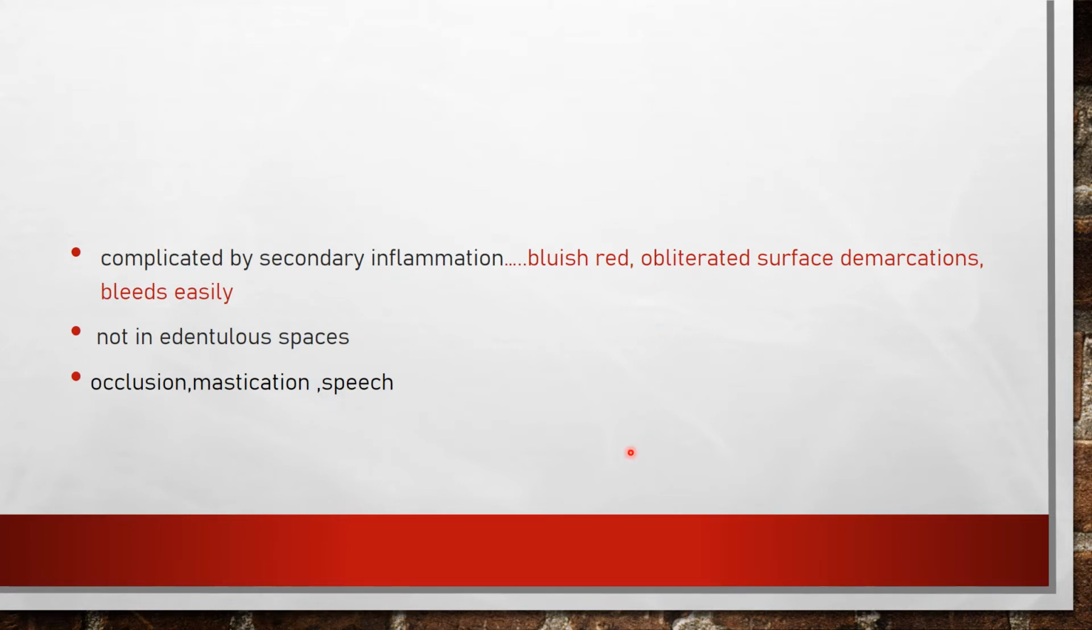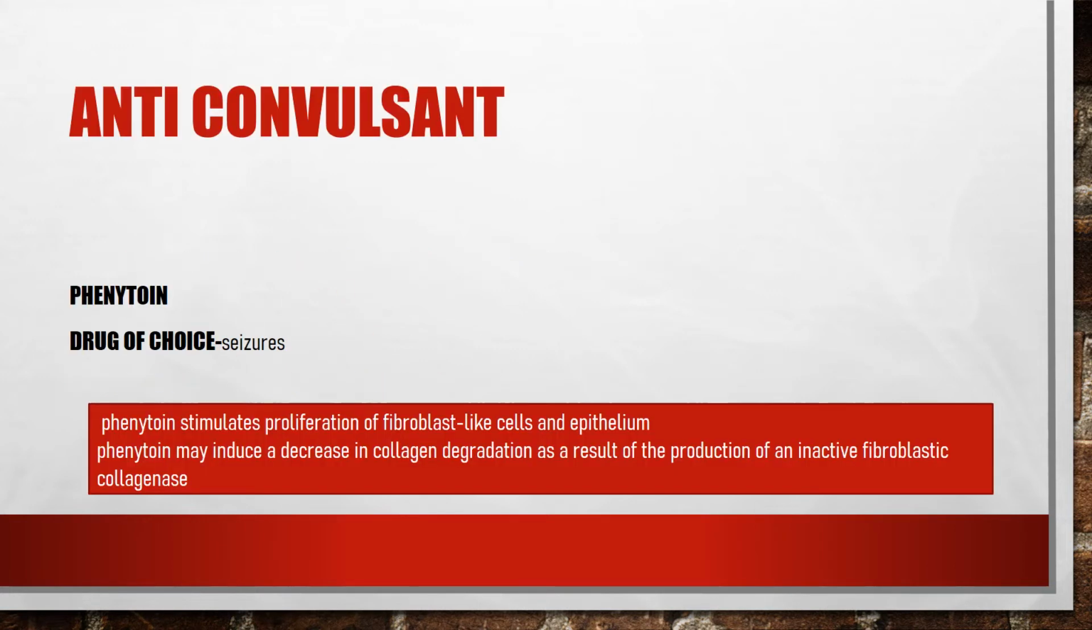If it is complicated by secondary inflammation, it appears bluish red with an obliterated surface demarcation, which bleeds easily. It will affect occlusion, mastication and speech. Then we go into the details of each drug-induced gingival enlargement.